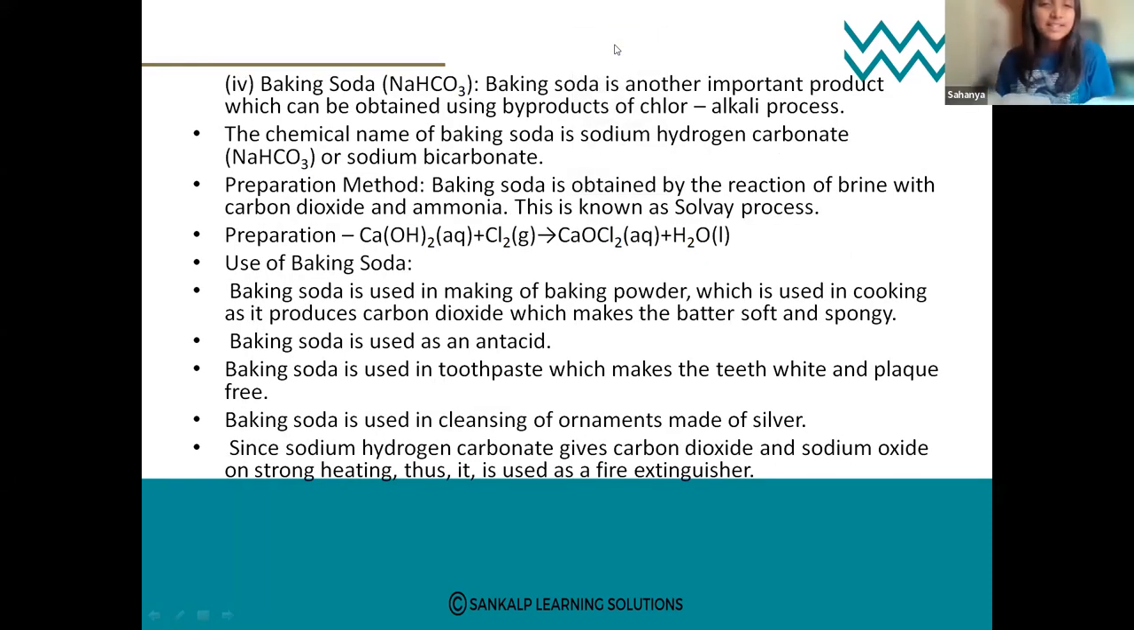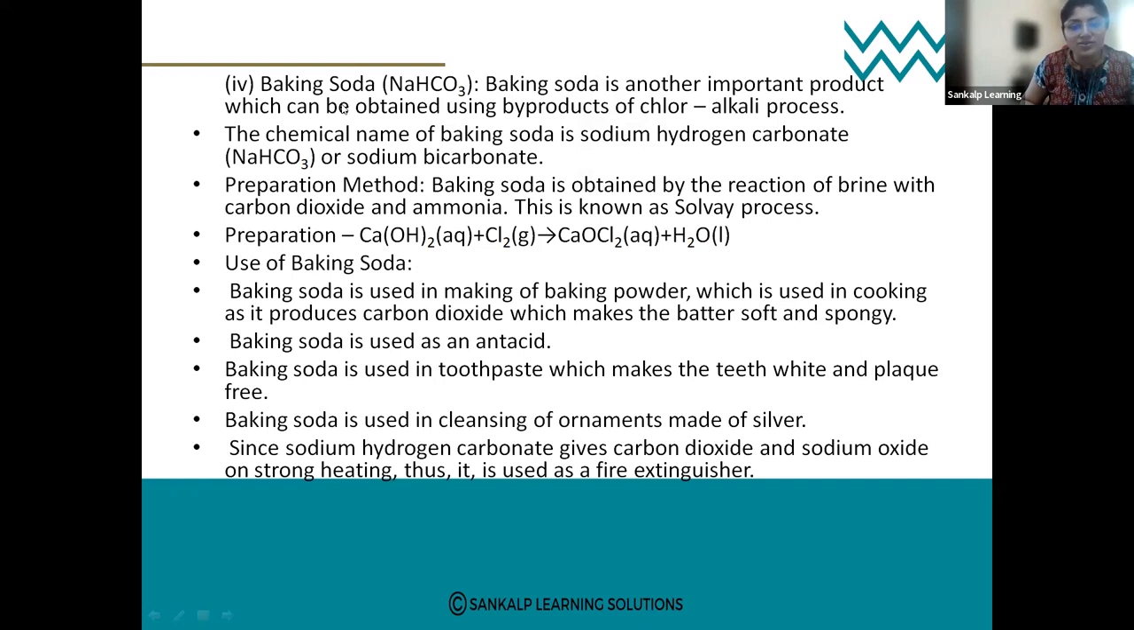Bleaching powder is actually not good for clothes, but previously people used to use it. Now if you use more bleaching powder, your cloth will tear and rip off. So next is baking soda.